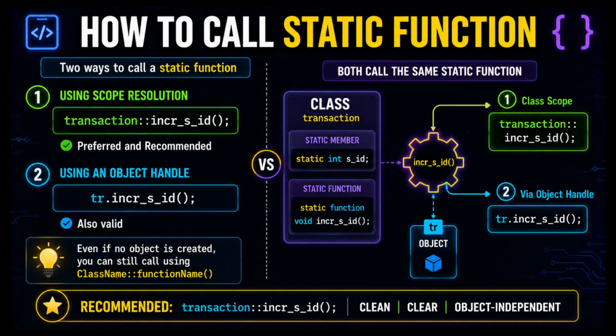Now, how do we call this static function? We can call it in two ways. First, using scope resolution, transaction double colon increment_id. Second, using an object handle, tr.increment_id. Even if no object is created, you can still call transaction double colon increment_id because static members belong to the class, not to the object memory.